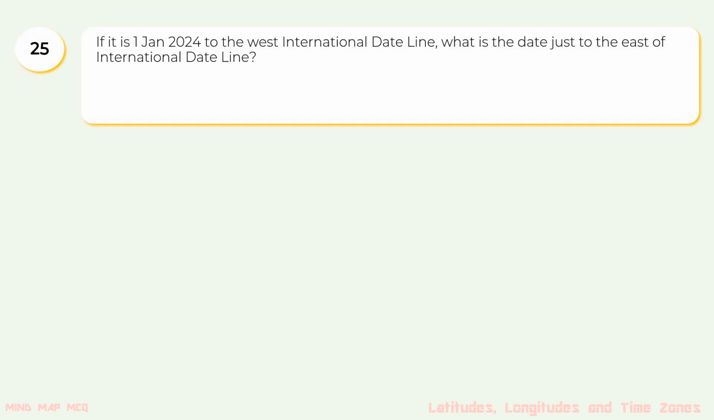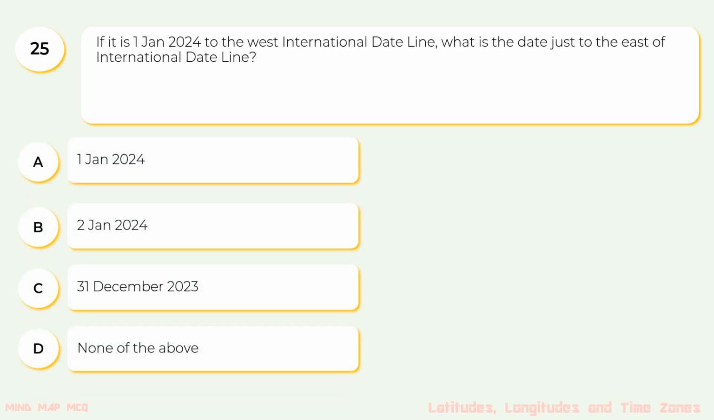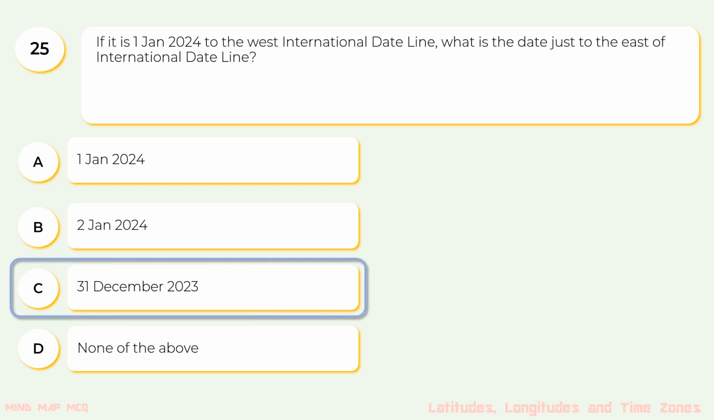If it is 1st January 2024 to the west of the international dateline, what is the date just to the east of the international dateline? The options are A. 1st January 2024, B. 2nd January 2024, C. 31st December 2023, or D. none of the above. The correct option is C.